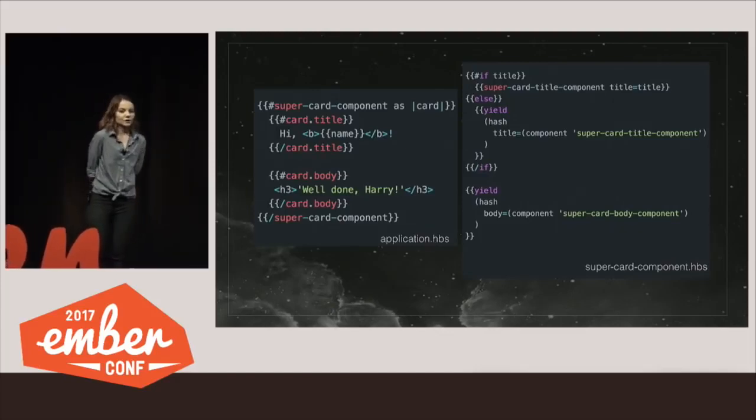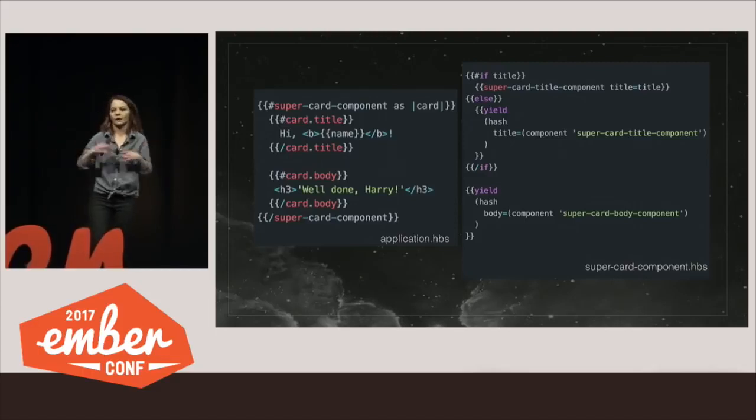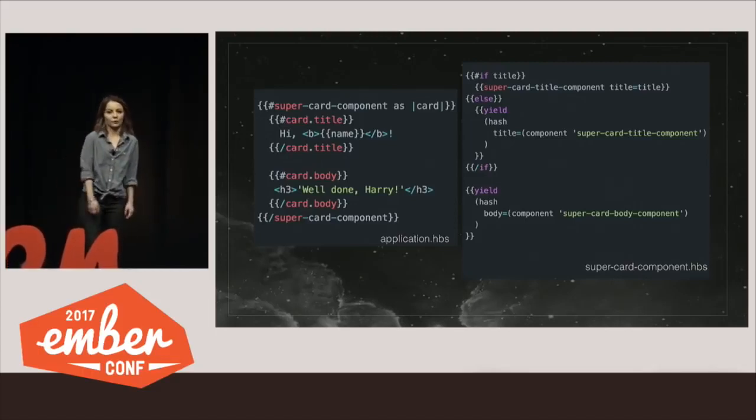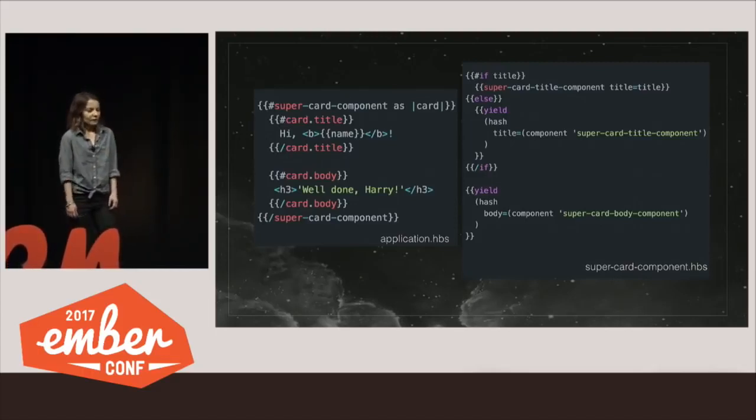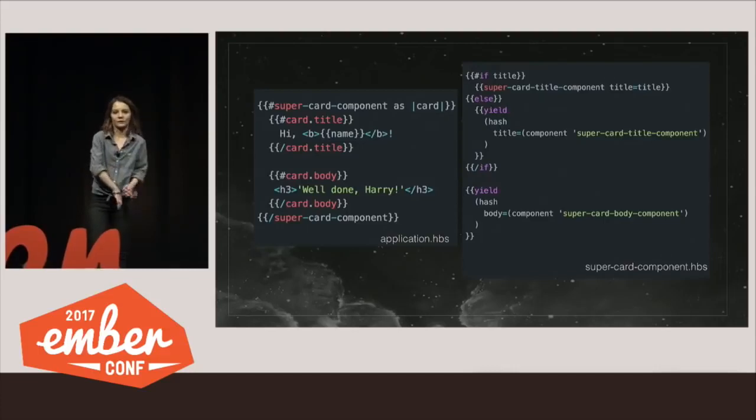If we look at our supercard component and how that is implemented, it uses this hash helper to actually yield two components. One component for the title that will take care of displaying Hermione or EmberConf or whatever we want in there. And then a body that will just yield whatever content we want as well. And if this component gets a title as well, then it's just going to call the title component with that title and let the component take care of that.